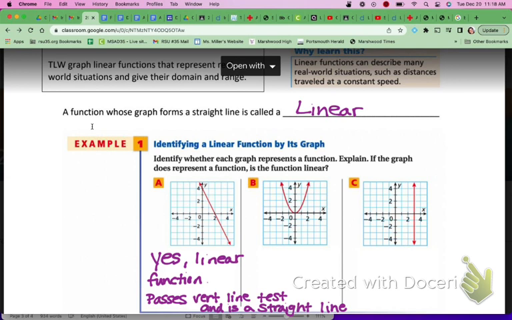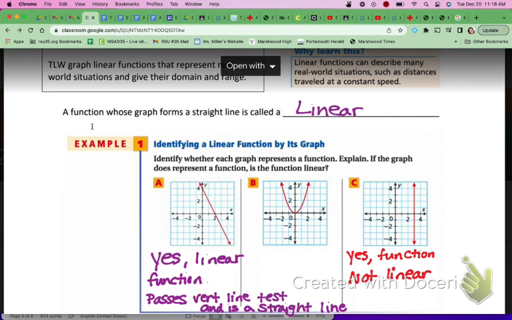So for B, is it a function? B, is it a function? Does it pass the vertical line test? Yes, it's a function. Is it linear? No. Not linear.